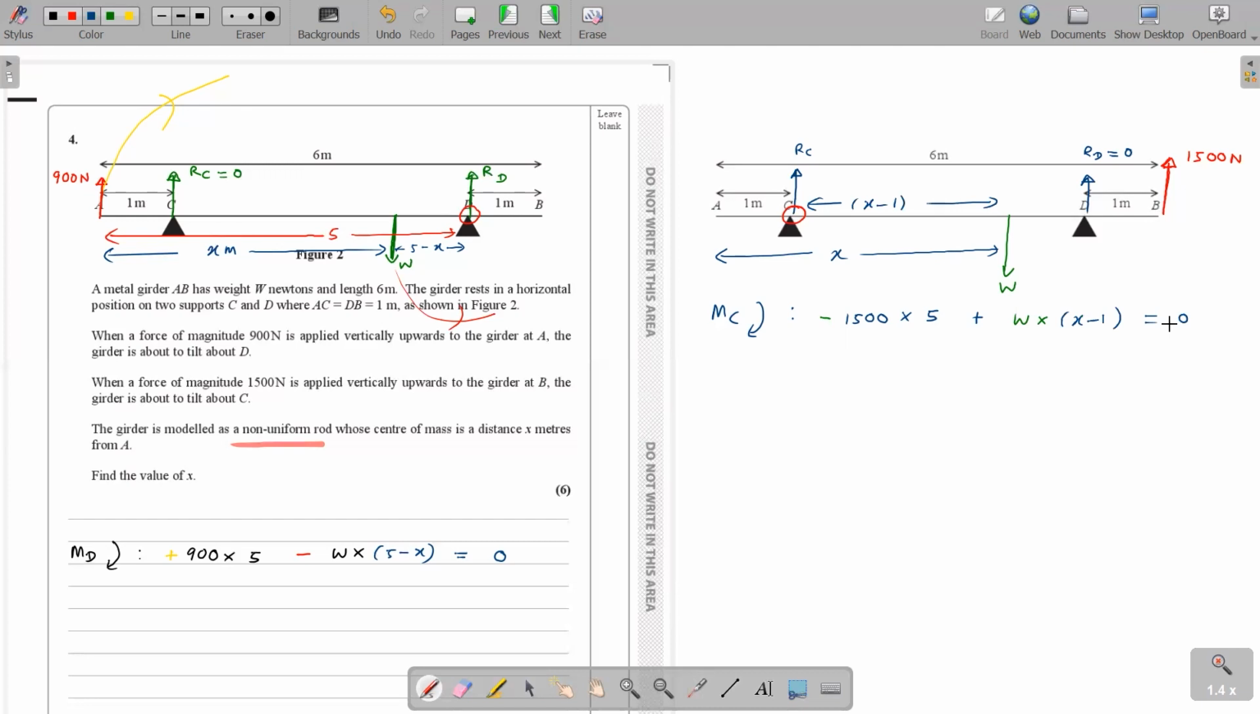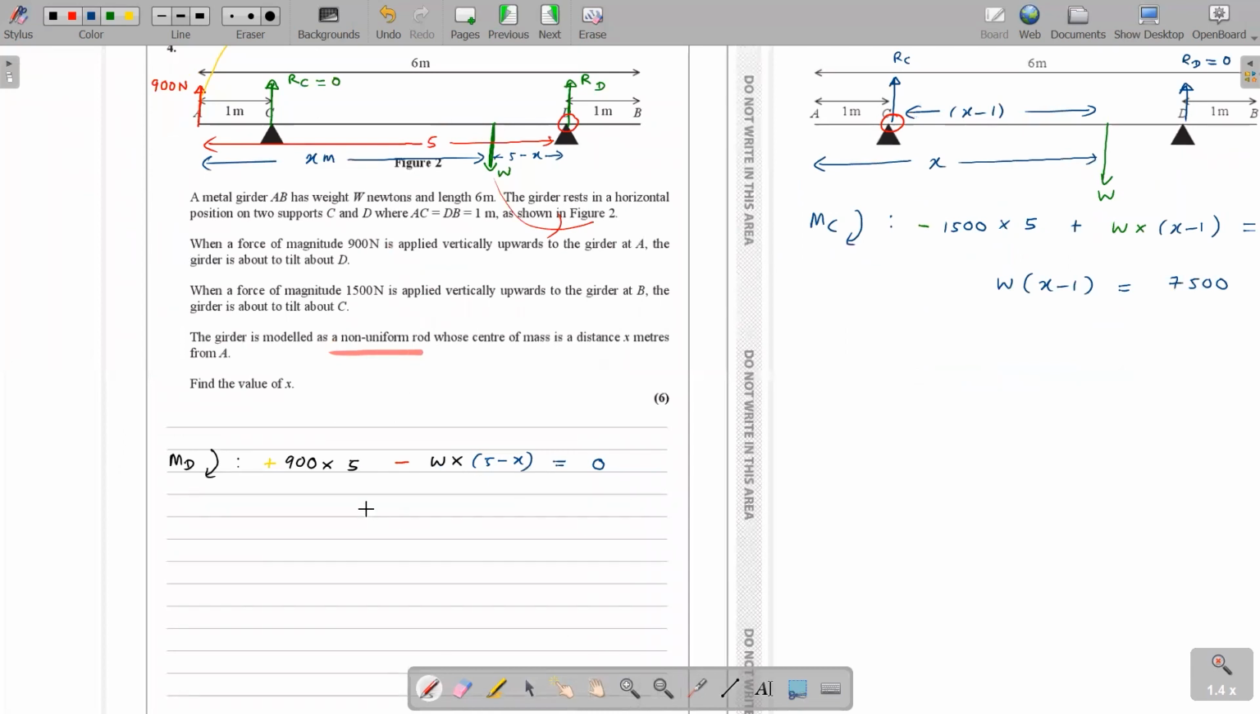Can you see just two equations? Solve them simultaneously. Get the value of what? X. Solve the equations and make X the subject. So W into X minus 1 equals minus 1500 into 5. I'll bring it to the other side. How much is 1500 into 5? 7500. In the other equation, I get here 900 into 5 is 4500 equals W times 5 minus X, right?